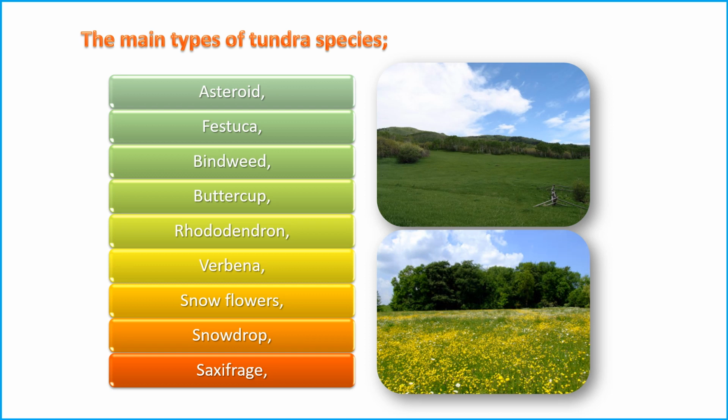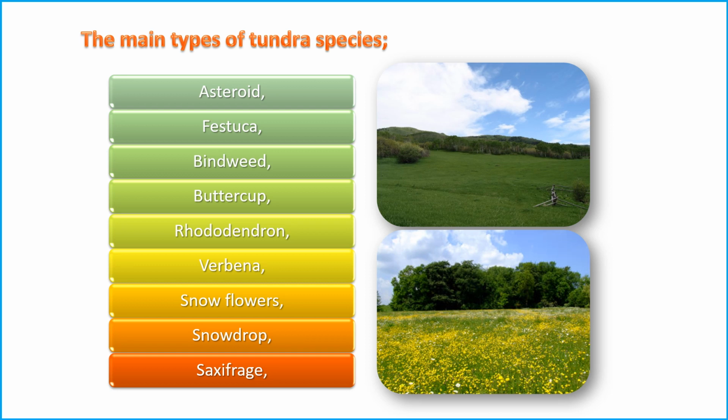5. Rhododendron. Certain dwarf shrub species of rhododendron are found in tundra regions. These hardy shrubs often have leathery leaves and are adapted to the challenging tundra conditions. 6. Verbena. Tundra ecosystems may also host species of verbena, known for their small, clustered flowers and adaptability to various climates. 7. Snow flowers. This term may refer to various flowering plants that bloom during the short growing season in the tundra. The specific species can vary.